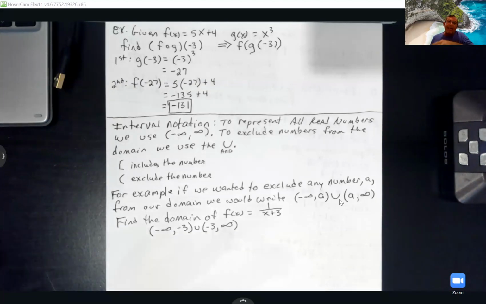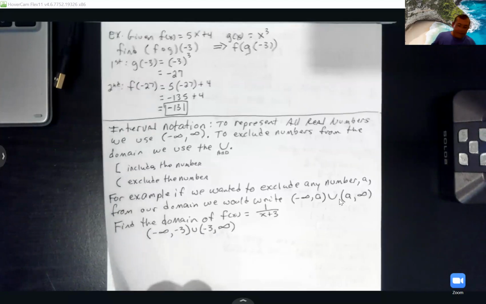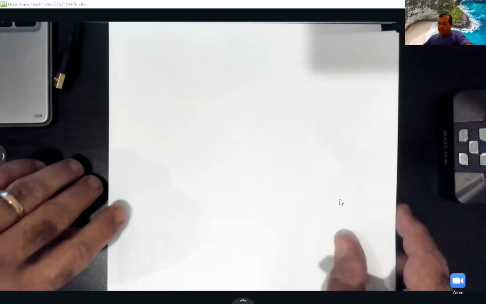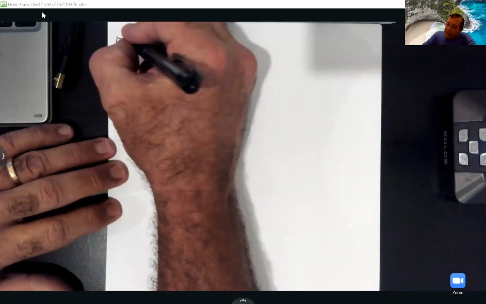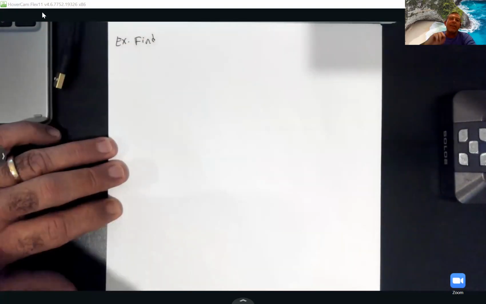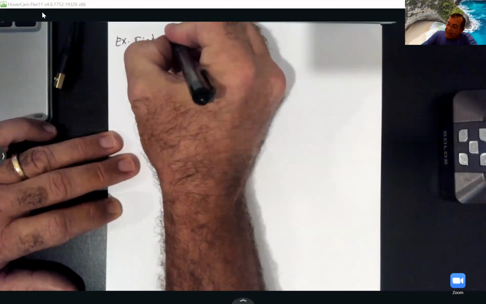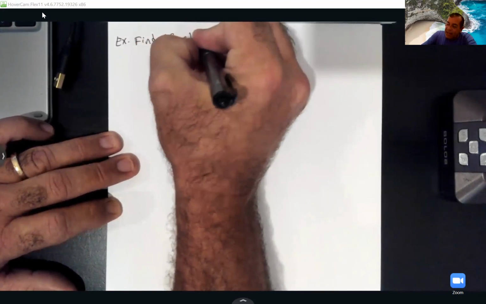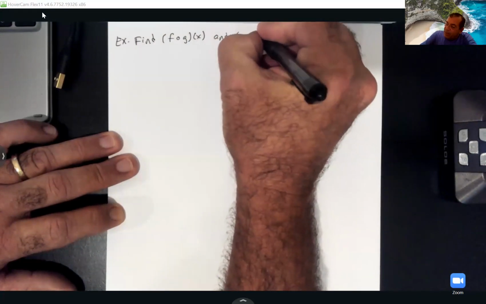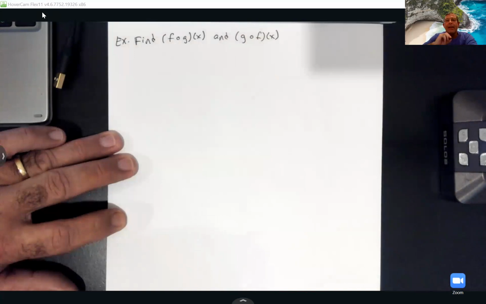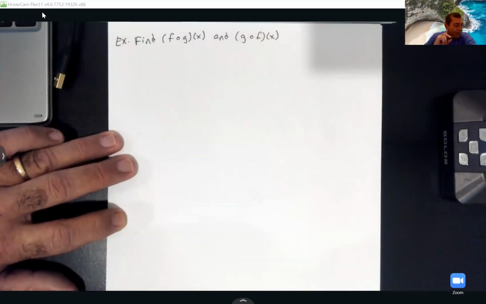All righty, y'all. So you're about to see why I needed to give y'all a little bit of this interval notation. All righty, so watch this. On these examples, they're going to give us all of this at once. So they want me to find f of g of x and g compose f of x. And y'all guess what? They want the domain of each.